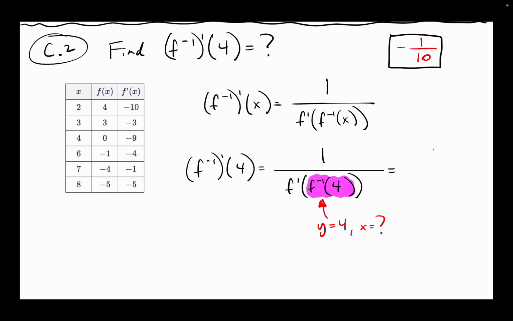Well, 1 over f prime of 2. If y is 4, x has to be 2. That's what it's asking. F of x or y, because f of x and y are the same thing. Then f prime of 2 is negative 10.